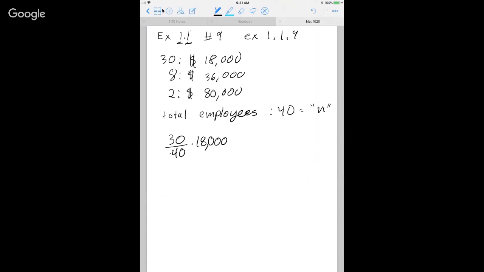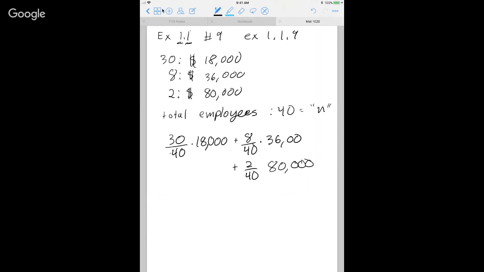Now note that I'm dropping the dollar signs. We'll have to add them back in at the end to make this problem meaningful, but for the moment I think it'll clog my page. Plus an 8 out of the 40 people make 36 grand. And then 2 out of the 40 people make $80,000 a year.